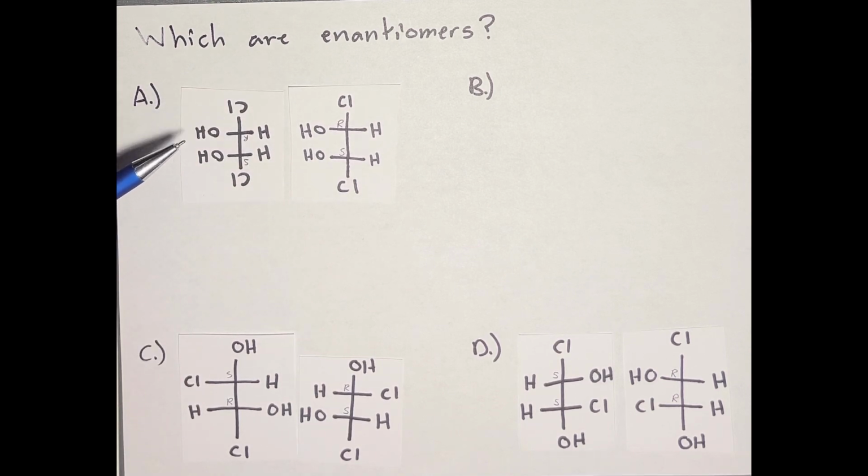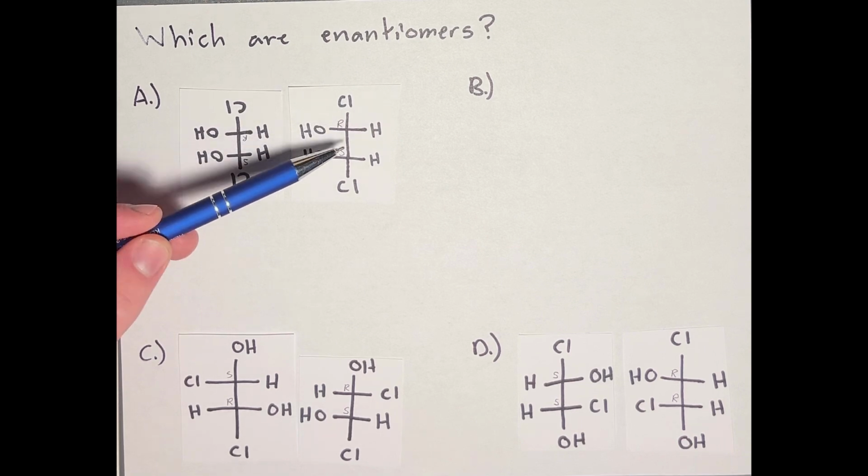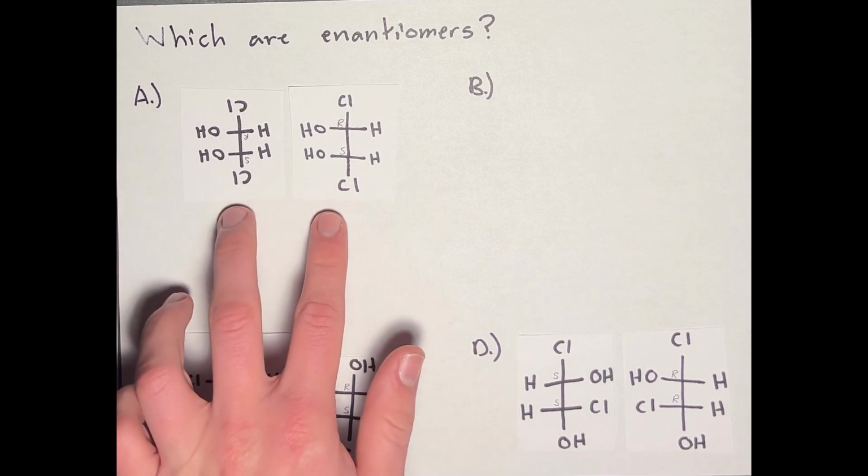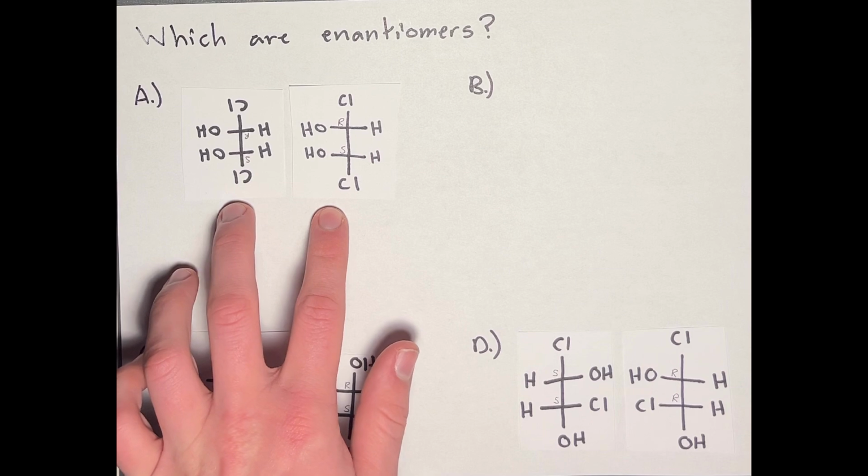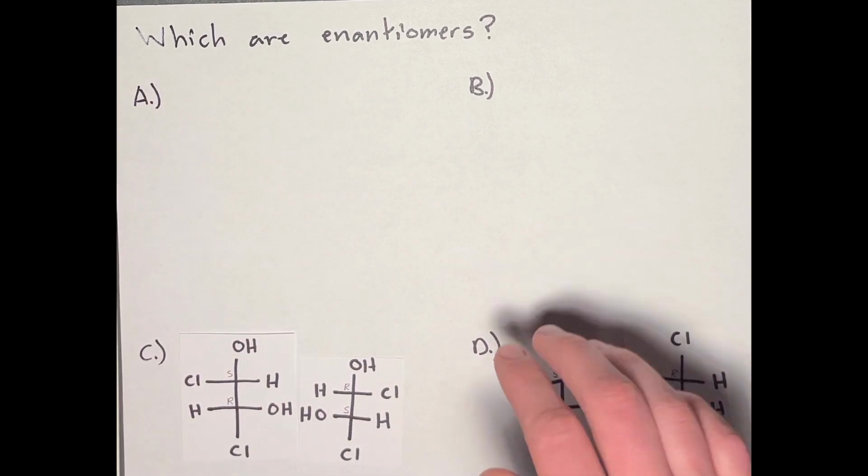If I turn it upside down here, we can see that all of the OHs are in the same spot, all of the hydrogens are in the same spot, and all of our chlorines are in the same spot. And we can also see that my R's are now in the same spot, and my S is now in the same spot. So that means that these two are actually the same molecule. So we can eliminate A as well.